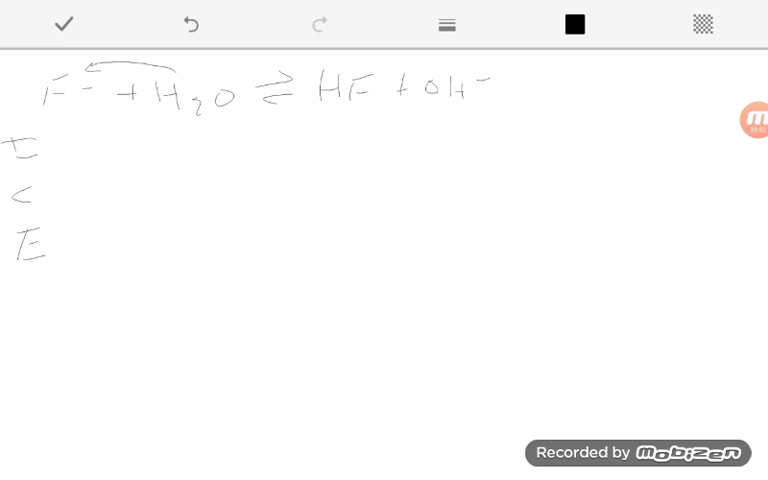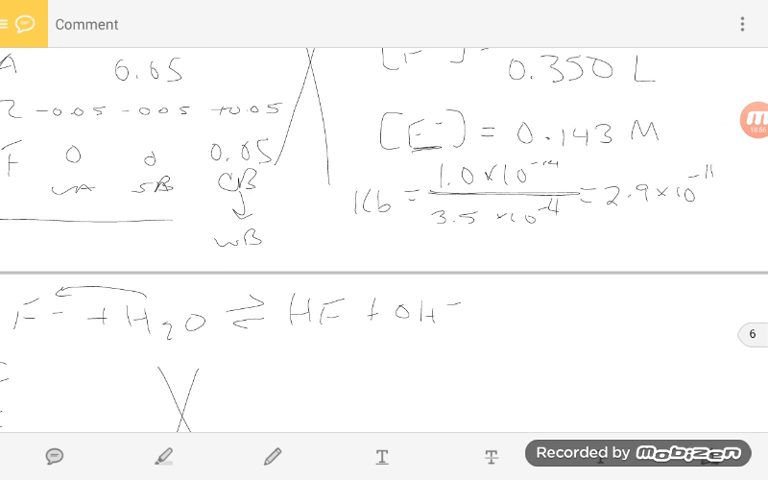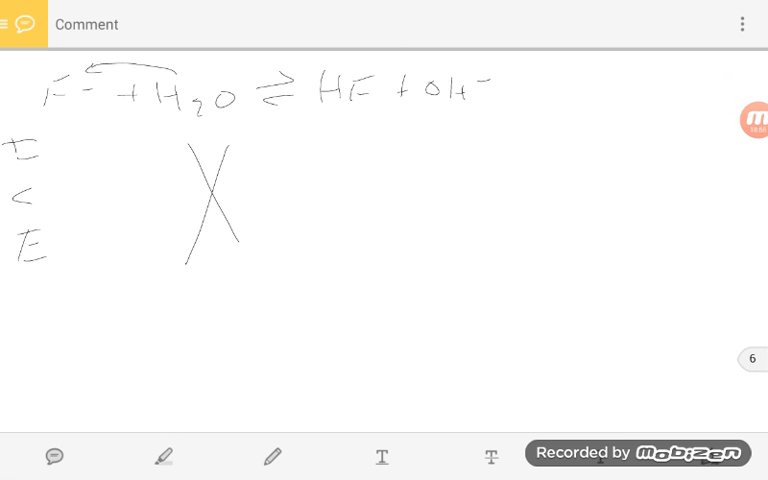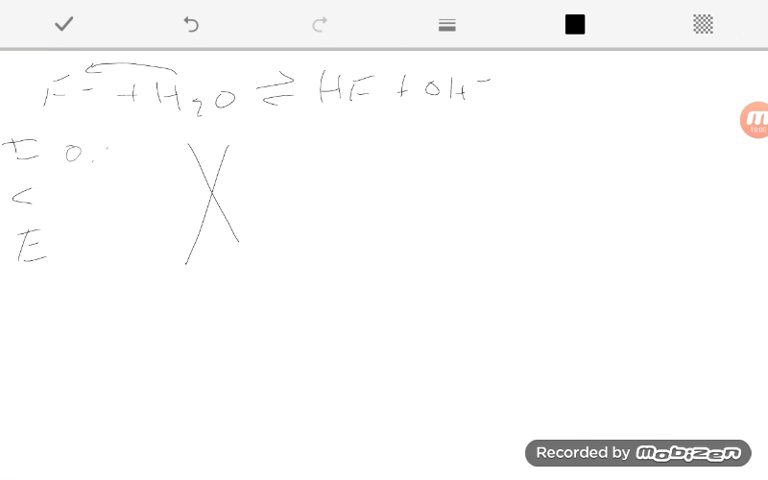So I'm going to make my ice table here. I'm going to cross out water. We determined up here that my F minus was 0.143 molar. So that's where I'm getting that number. And I don't have any HF or OH minus. So we do our usual minus X plus X. So I get 0.143 minus X, X, and X.